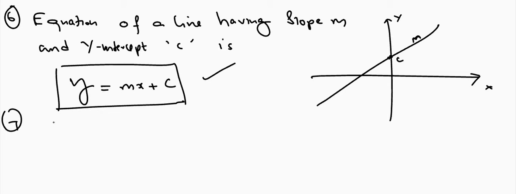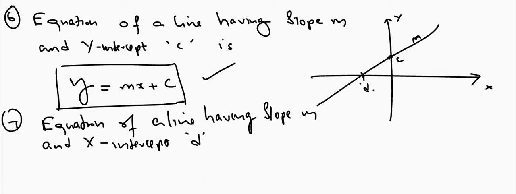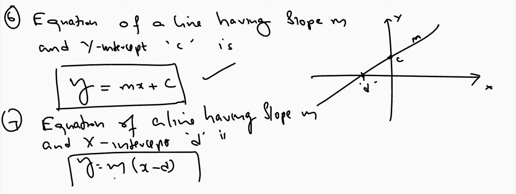Next, number 7. Equation of a line having slope m and we are given that the x-intercept is d. Then if it intersects the x-axis at d, it is given by y equals m into x minus d. The equation of the line is y is equal to m into (x minus d).